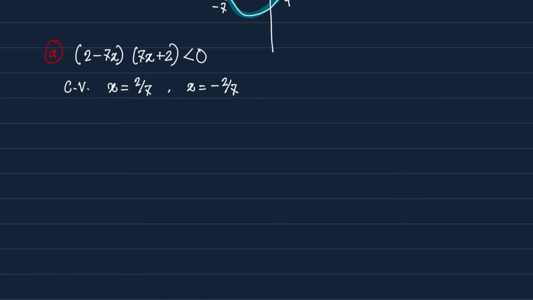And what is the shape of this graph? If you expand even mentally, minus 7x and 7x, they make minus 49x square. So there is minus 49 in front of x squared, so it's a negative number. So this graph will be an inverted graph, cutting the x-axis at 2 points, minus 2 by 7 and 2 by 7.